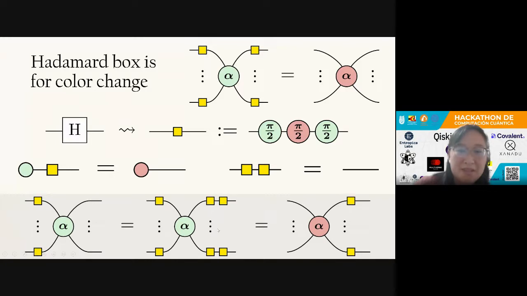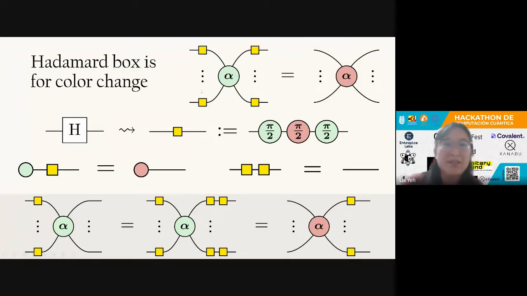First put two Hadamards on all the outputs and then use this color change rule, and then it's as if you pushed it through and changed its color in the meantime. So the act of pushing Hadamard gates through any spider will propagate that Hadamard gate to all of the other wires in the spider and also change its color.